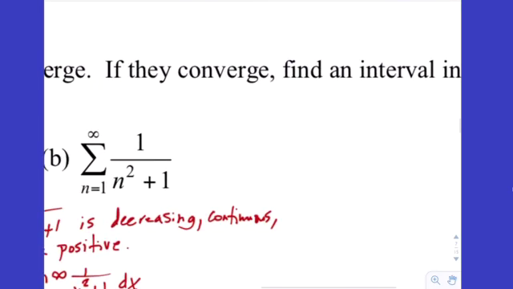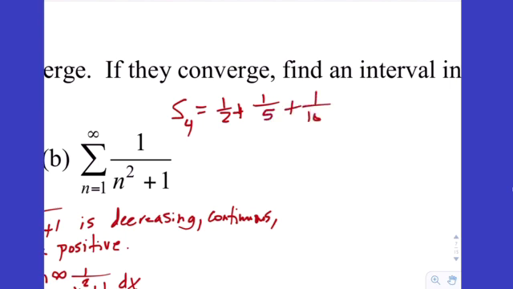Okay, so now that we know it converges, let's go ahead and figure out what S sub 4 is. Well, let's just go ahead and plug them in and add them up. When we plug in the 1, we get 1 over 1 plus 1, we get 1/2. Plus, when I plug in a 2, 2 squared is 4 plus 1 is 5. Plus, when I plug in a 3, I get a 10th. Plus, when I plug in a 4, I get 1/17.